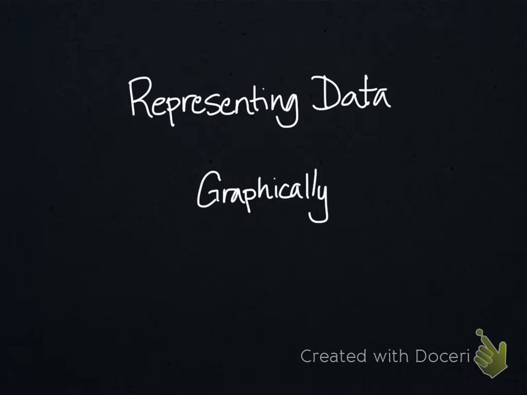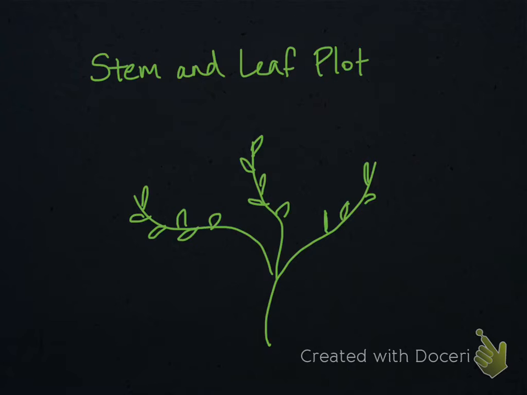Okay, so this week we're still talking about statistics, but we're going to start looking at data graphically because, as the saying goes, a picture says 1,000 words, and this is pretty true. A lot of times you want to see a picture of the data rather than just a bunch of numbers. It makes more sense. So the first thing we're going to talk about is a stem and leaf plot.